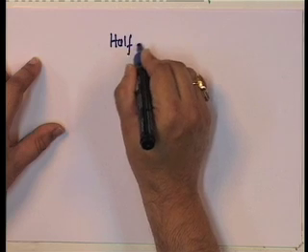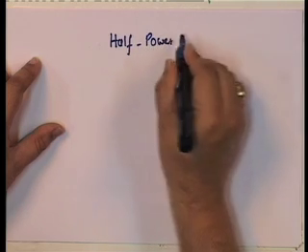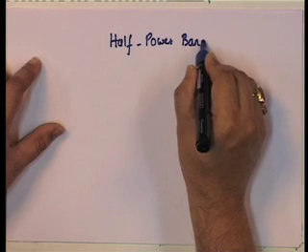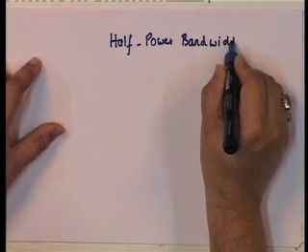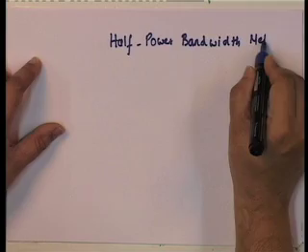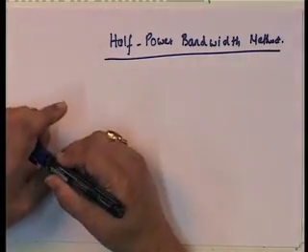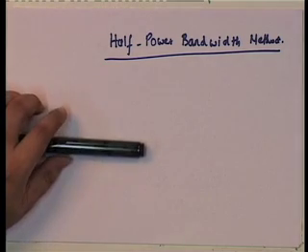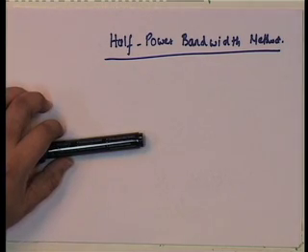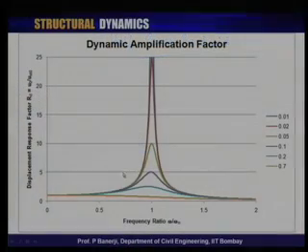This is known as the half power bandwidth method. What exactly is this method? If you look at the response, the dynamic amplification of the structure, if you are at 2%, you go so high that you really cannot get here.